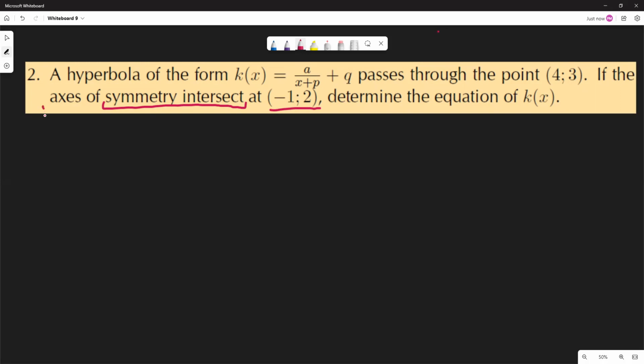Remember, the axis of symmetry lines and the asymptotes all intersect at a common point, as discussed in the previous video. We said the axis of symmetry lines and the asymptotes are going to intersect at the same point. So in this case, I'm just going to show a visual image of what this statement means.